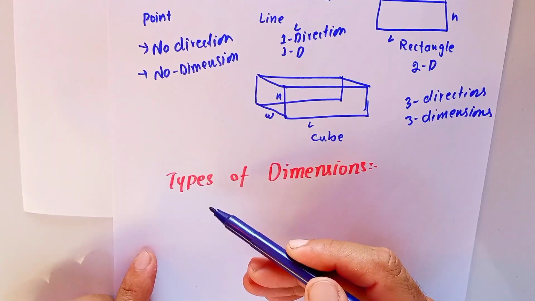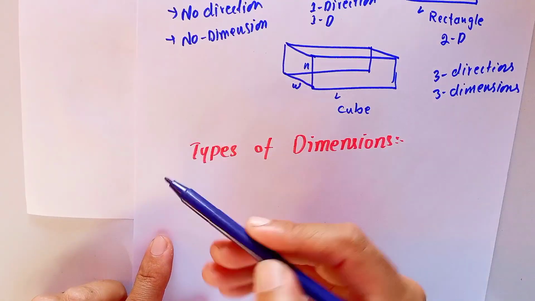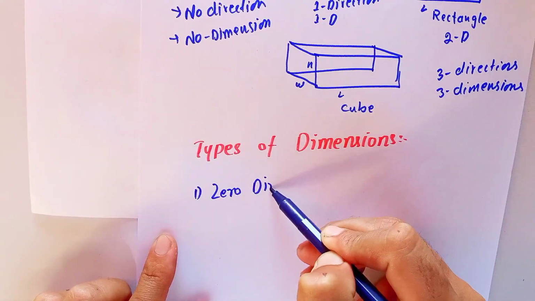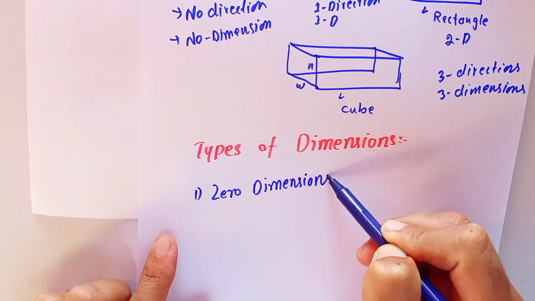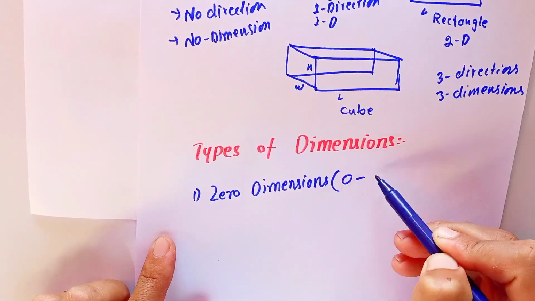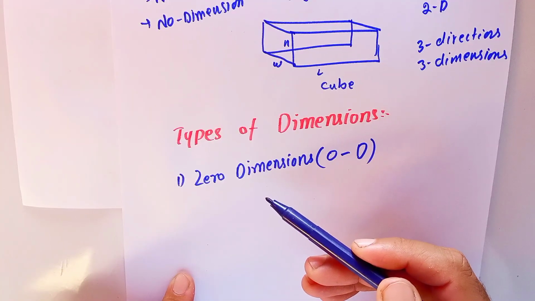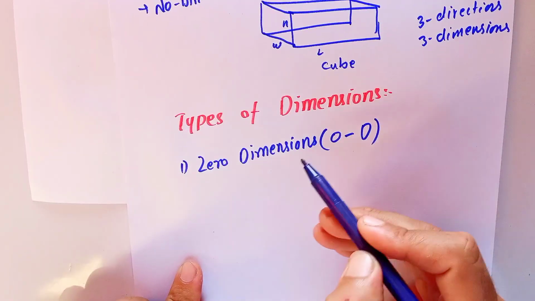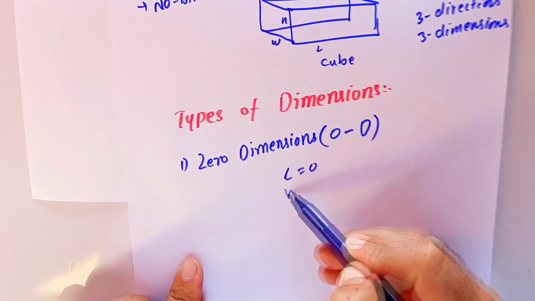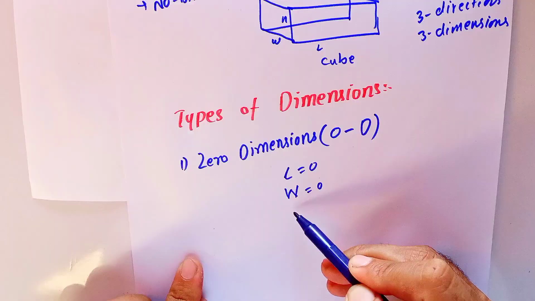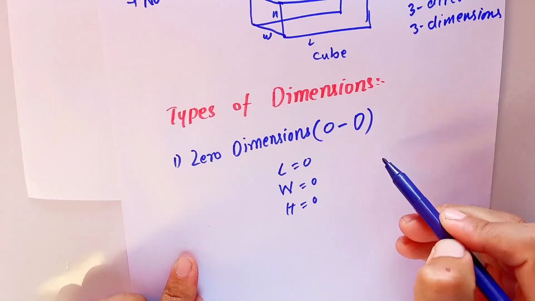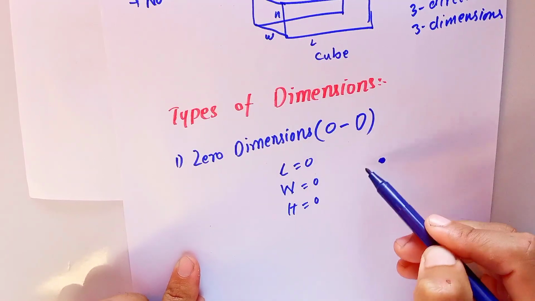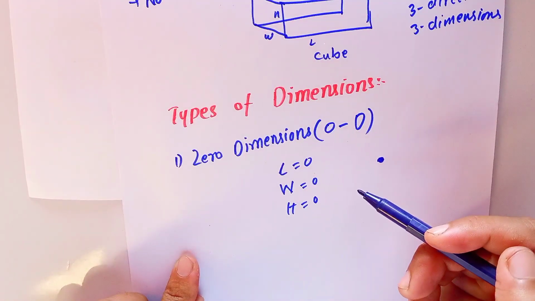Now we are going to deep dive into the types of dimension. The first one is zero dimension. A zero-dimensional object has no length, width or height. It only shows its position. So we write it has no length, no width and no height. Just like a point. So we say that it is zero-dimensional, or it has zero dimensions.